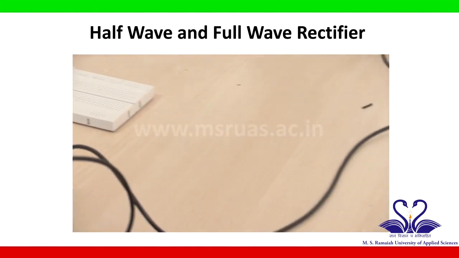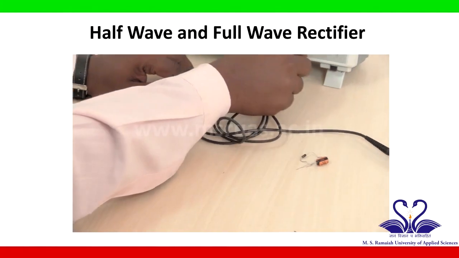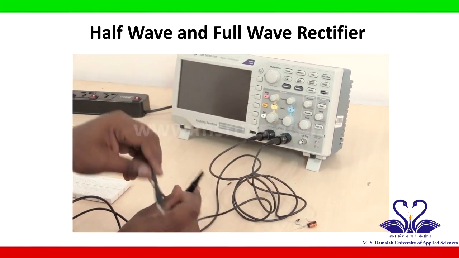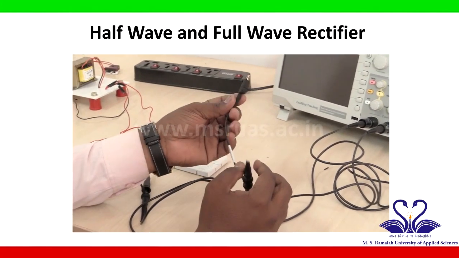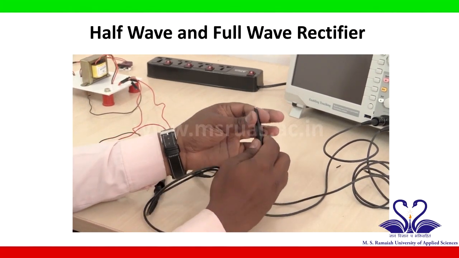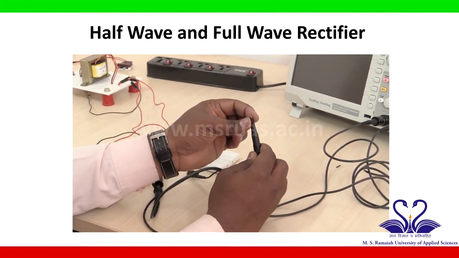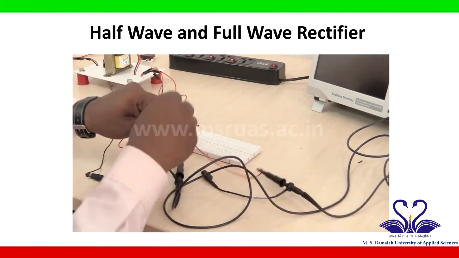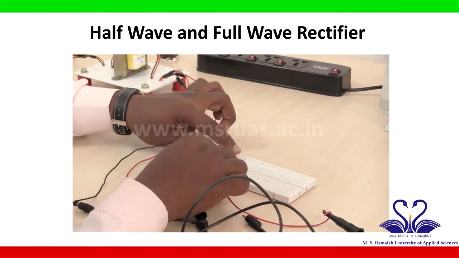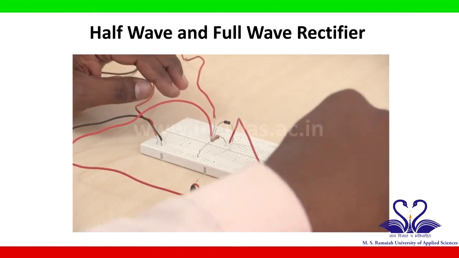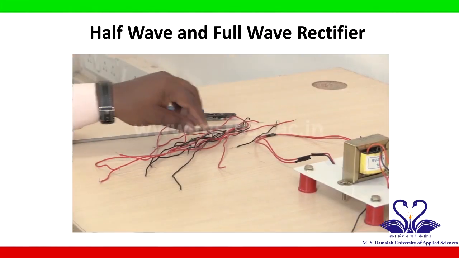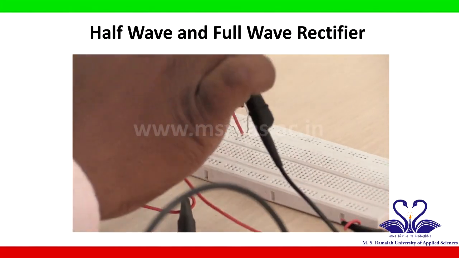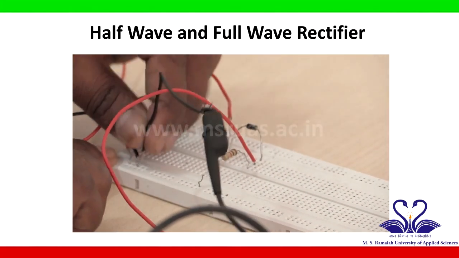Now I will take one more probe, which I will connect to channel 2. Again this has 2 terminals, one is positive, one is negative. According to the given circuit, the positive of channel 2 is connected to the diode N side. This is the N side of a diode. The negative of the second probe is connected to the ground. I will take this negative and connect to a ground line.